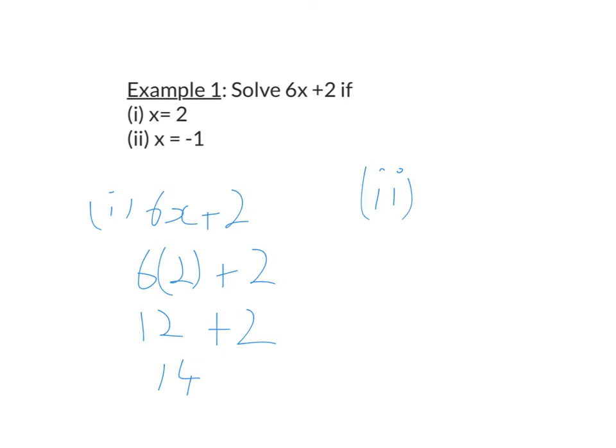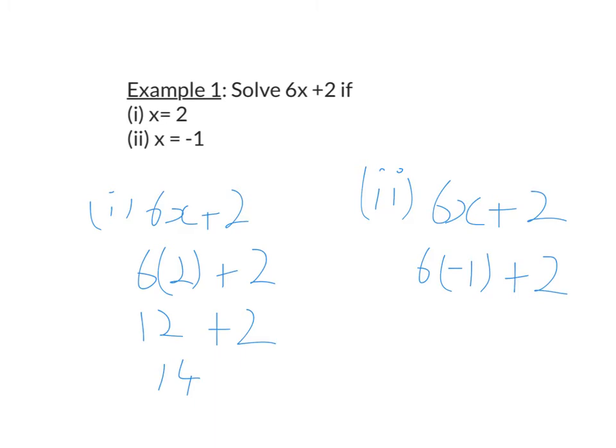As before, the first thing we're going to do is write out the expression. 6x plus 2 is the expression we're given. The next step, like before, is we're going to make our substitution. So we're going to sub in minus 1 for x. Keep everything else exactly the same. Just write in minus 1 instead of x, making sure that we put brackets around the minus 1. Now we've got 6 times minus 1 plus 2.